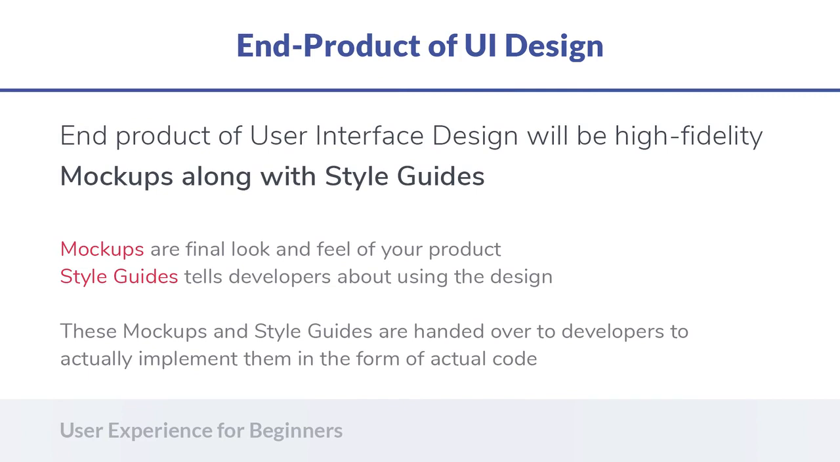Okay, now the end product of any user interface design or UI design will be high fidelity mockups along with style guides. Okay, mockups are basically the final look and feel of your product. These are basically images. Those of you who have taken my other UI design courses know about style guides and mockups. Okay, style guides are basically how your colors, typefaces, different sizes of buttons and every other design element you are using are going to come together, and what the different design specifications are. So these mockups and style guides are handed over to developers to actually implement them in the form of an actual product or actual code.